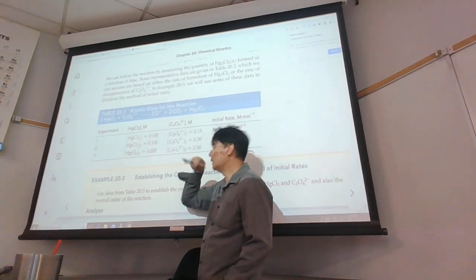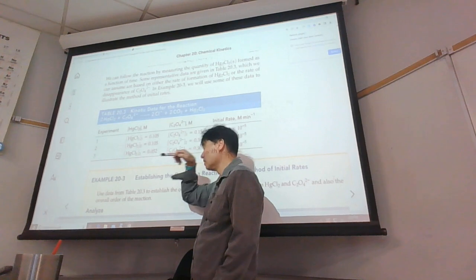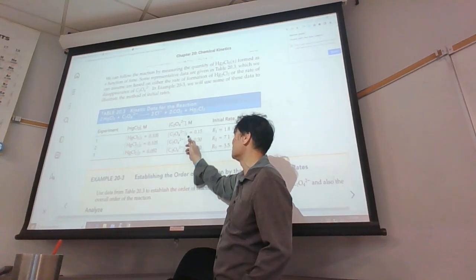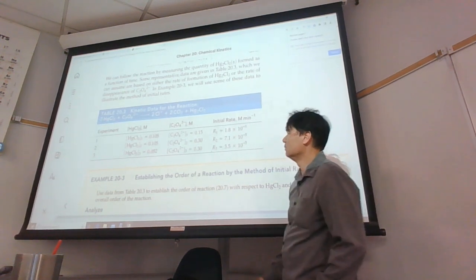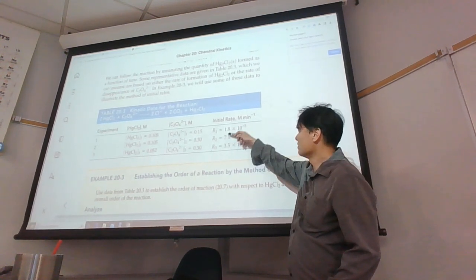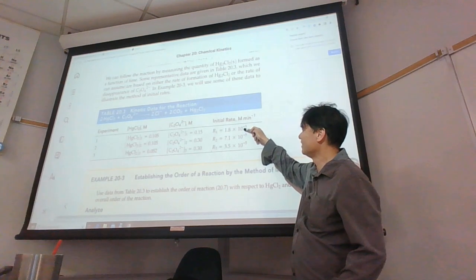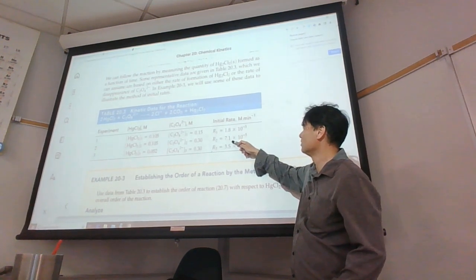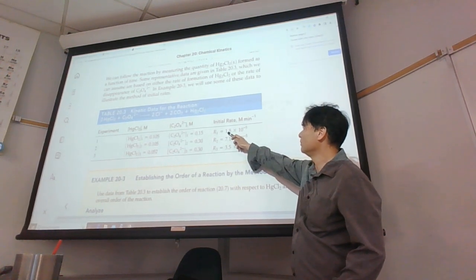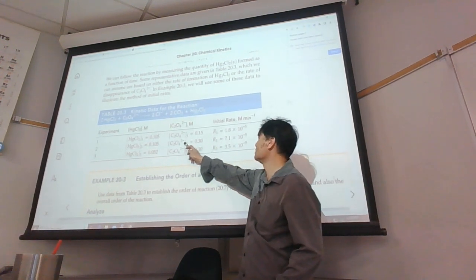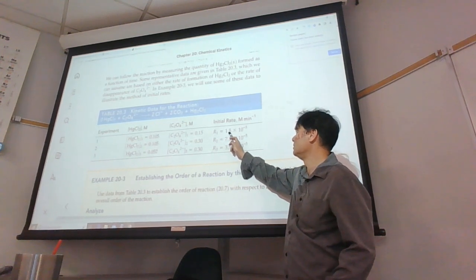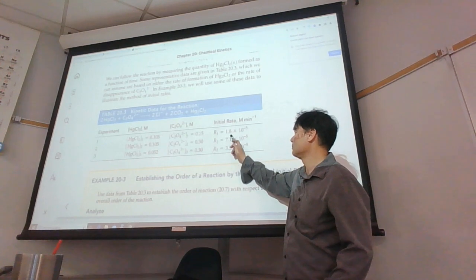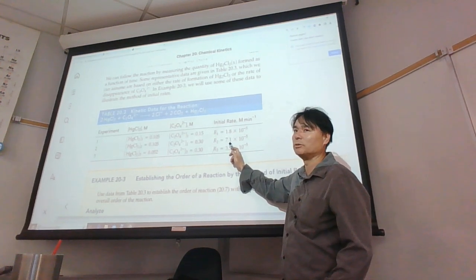And so what this does is it gets it into a single variable. That is, since this didn't change, this cancels out, and the only thing that's changing is the oxalate. And so if the only thing that's changing is oxalate, what happened to the rate? Let's take a look at the rate. This is the initial rate 1 versus initial rate 2. So if we doubled the concentration here, if rate 1 doubled, it would be 3.6. But it didn't. It went up to 7.1, which is about quadrupled.